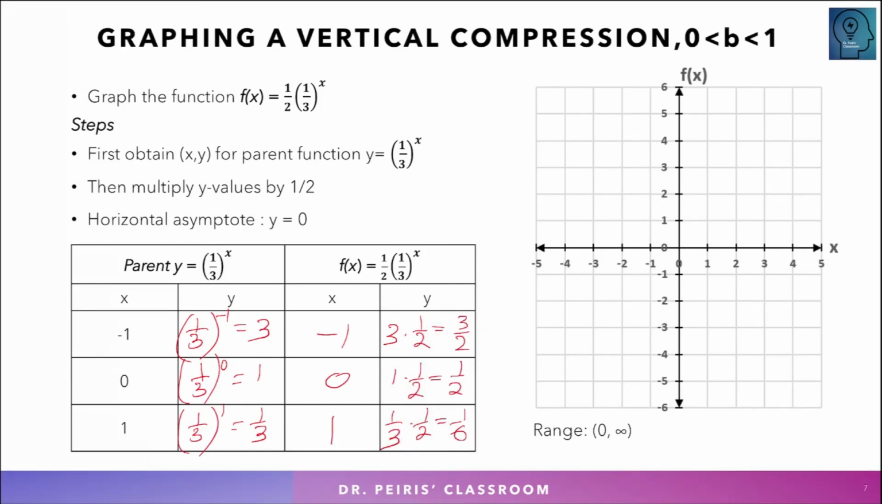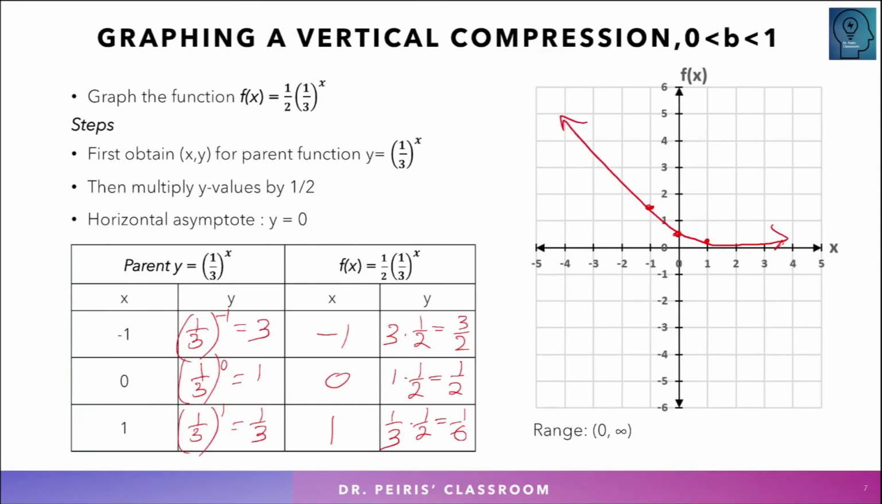So 3/2 is 1.5. -1, 1.5. And then 0, half. And then 1, 1/6. 1/6 is very close to 0. The horizontal asymptote is y equals 0, and the range is 0 to infinity.